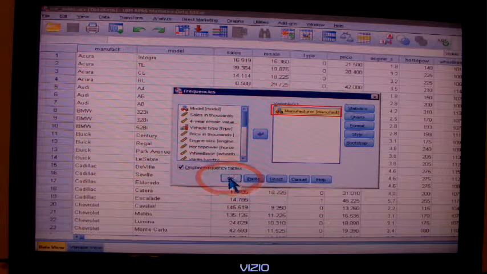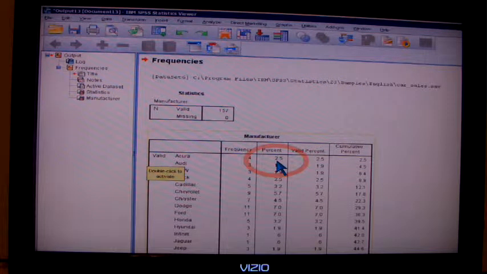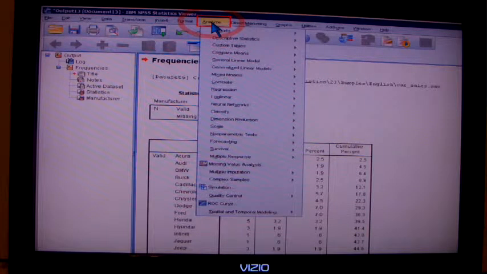For the first one, this is on page 20. Notice this is the same as what you have in your textbook. Valid, there are 157 participants, 0 missing. And notice for the Acura, 4 participants had the Acura. That was 2.5%, and the cumulative percent happens to be also 2.5 on that one. Okay? So we can go straight from here to the next one.